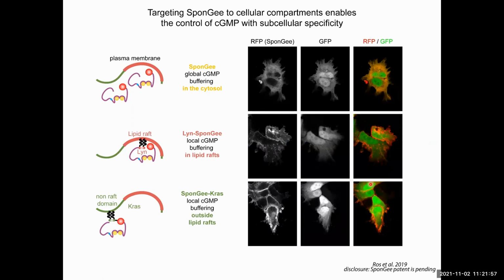Still, if you remember why we started developing SPONGI, it was because we wanted to have a way to manipulate cyclic GMP with subcellular resolution. So we fused SPONGI to different targeting sequences to restrict its expression to subcellular compartments. And we used a Lyn sequence derived from Lyn kinase, which is a kinase that is located to lipid rafts. So Lyn-SPONGI is targeted to lipid rafts, or at least that's what we hope. And SPONGI-KRAS is targeted outside lipid rafts, but still at the plasma membrane. So they are found at the plasma membrane, both Lyn-SPONGI and SPONGI-KRAS.